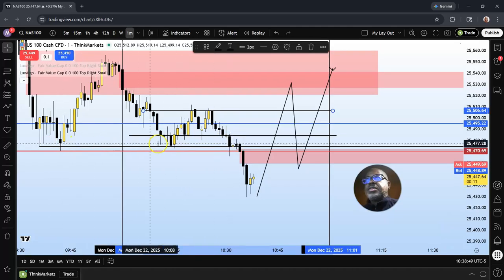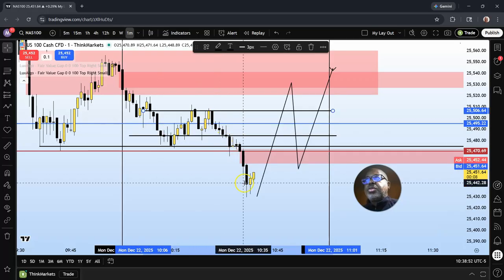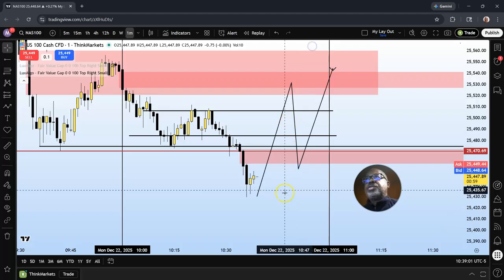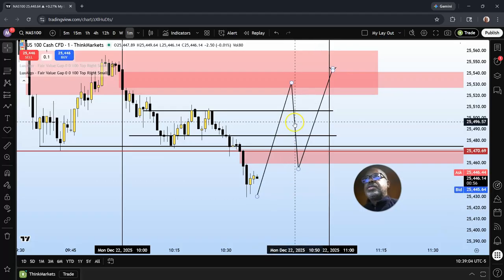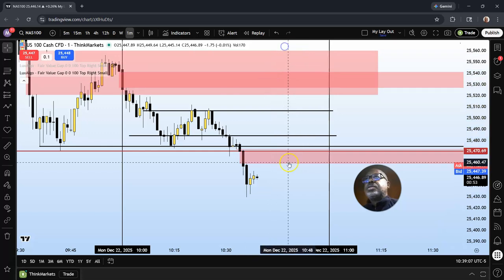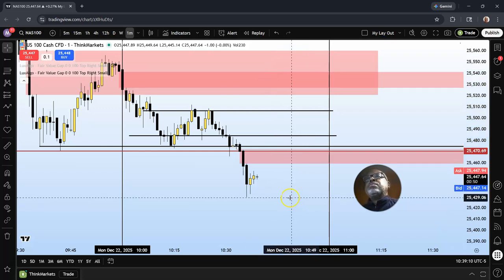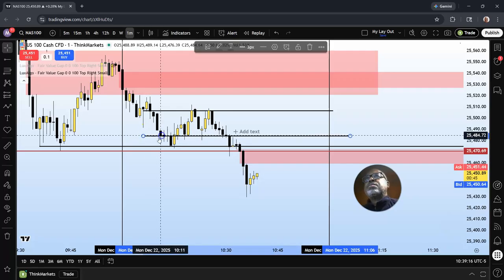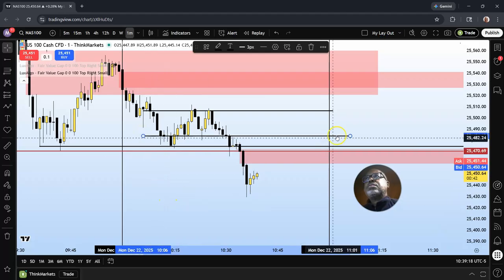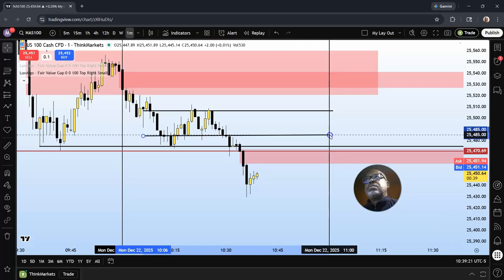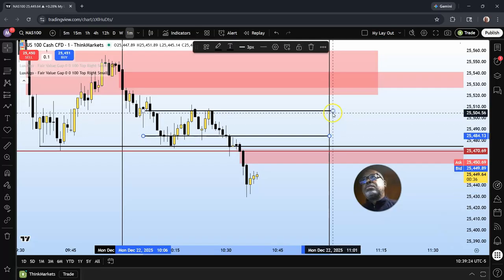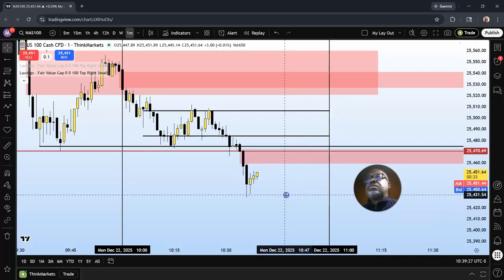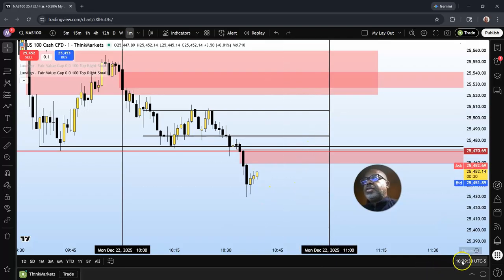So all this was support. I ran right through it. Now it's considered resistance. Take this line off. $10.39.